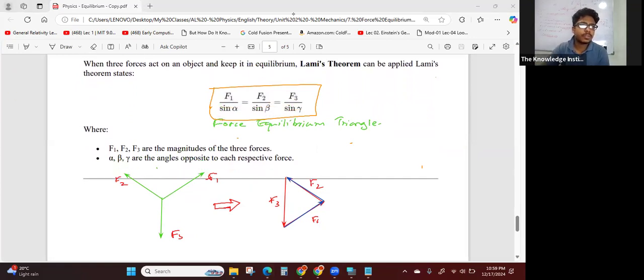Okay guys, I'm a bit confused about the angle here. I think either alpha, beta, gamma are placed here, or else alpha is the angle opposite to F1, and beta opposite to F2, and gamma. So either one of those will be it.